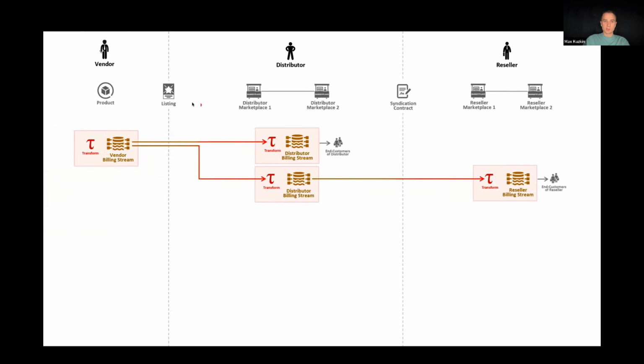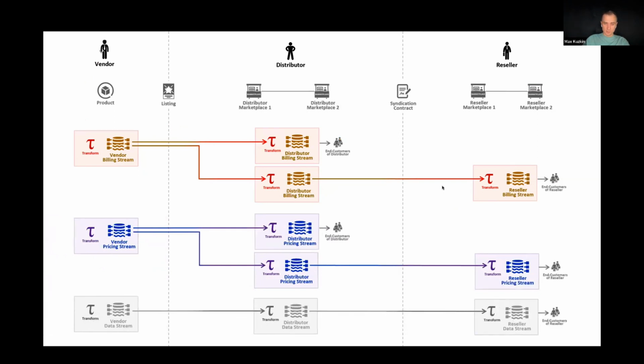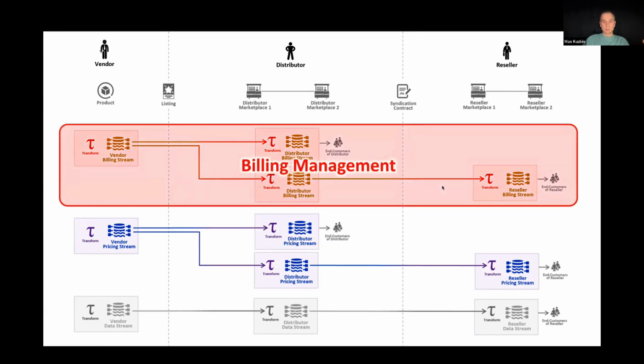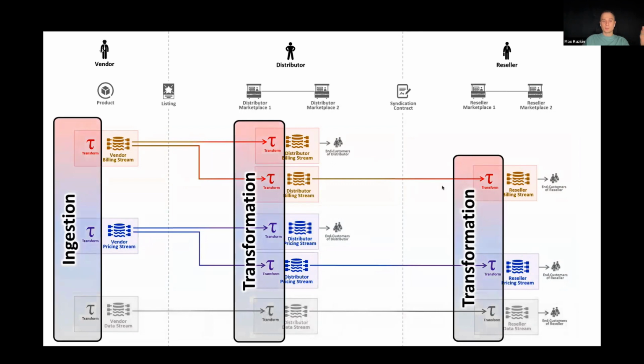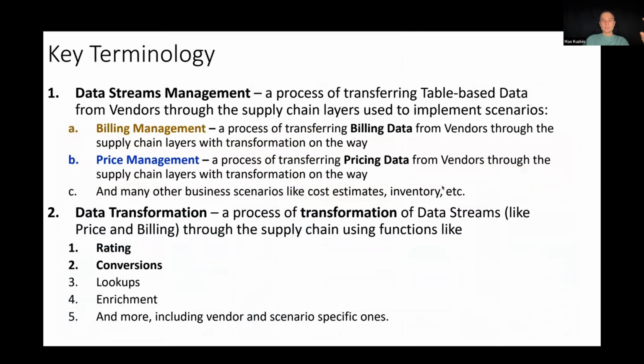Right? So essentially, vendors can create streams, then they can share those streams with distributors. Distributors can either consume those streams created by vendors or create their own streams derived from streams on the vendor side, and even pass streams to resellers down the line if they need it. Same goes with different types of data, right? And that's why with this whole range of functionality of our platform, one can implement billing management scenarios, price management scenarios, and create custom data streams management that might be required for some of our customers. So we have those different layers of data ingestion, transformation, and processing. Some key terminology that we need to remember from this, and probably you can refer to our documentation for that.